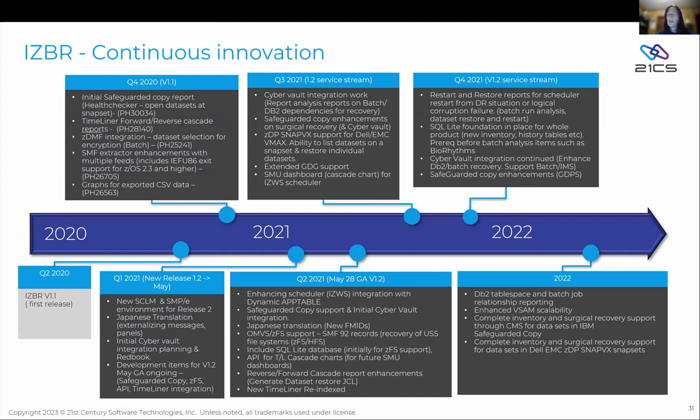What does that mean? Well, it means that if you have a corruption in DB2, you'll know all the batch jobs and all the data sets and everything downstream. Amazing technology, right? Done solely with IZBR. And it will continue, more to come. Next slide, please.